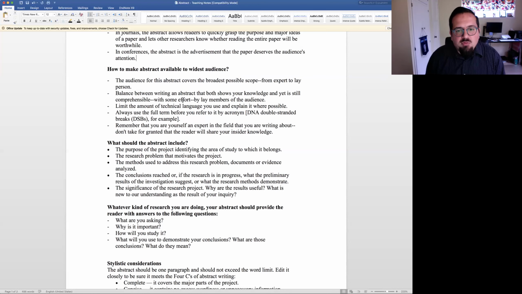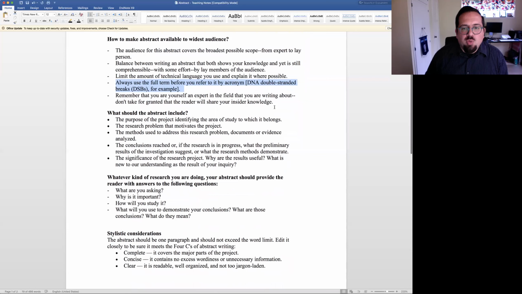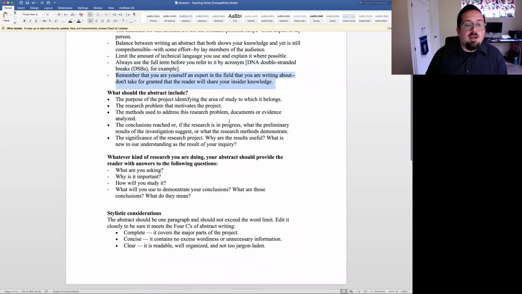And so for that reason, it needs to be limited in terms of the amount of technical language that it uses. You don't want to be jargony. You want it to be readable by a lay person. Thus, in the abstract, you never want to refer to anything by an acronym. You want to spell everything out. You don't want to throw in complex theories that you might explore in the paper, just the purpose of the paper itself. And you want to make sure that you know that your readers are not experts in the field, so you want to avoid using insider knowledge.